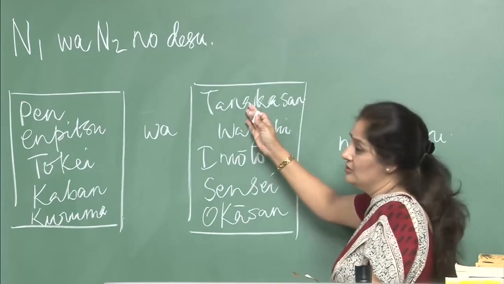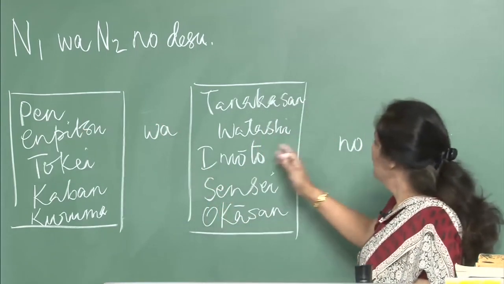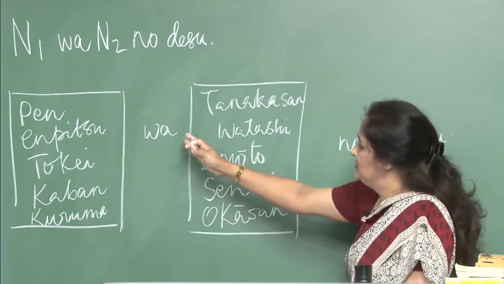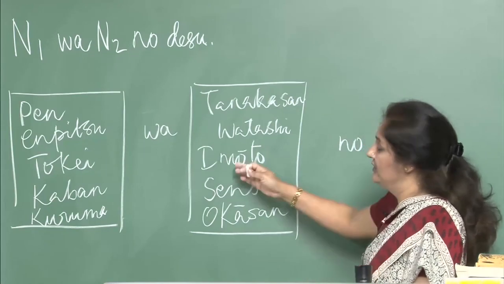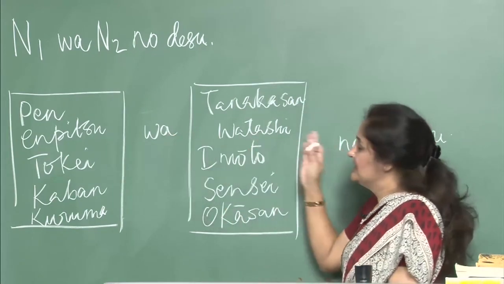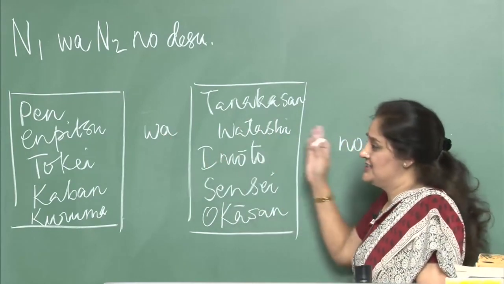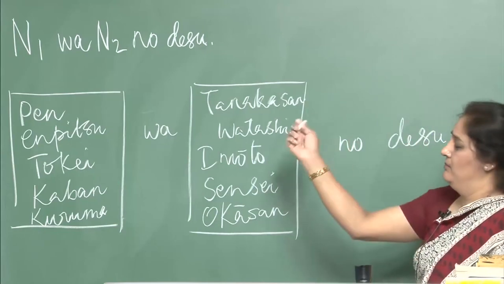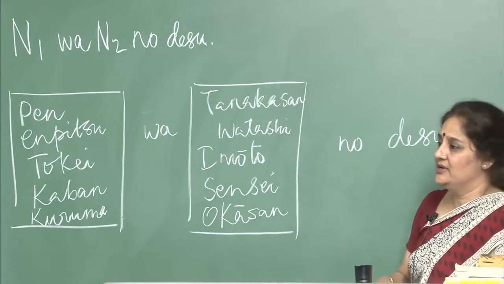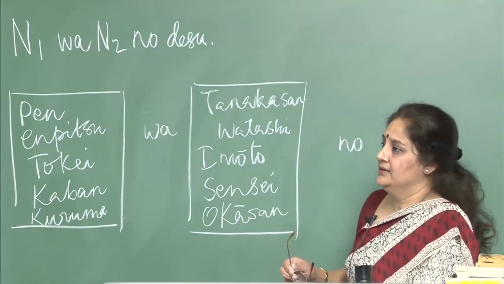Pen belongs to Tanaka-san. Enpitsu wa imoto no desu. Enpitsu belongs to imoto. Tokei wa watashi no desu. The tokei is mine. Is that okay? So, it basically means mine, yours and ours.